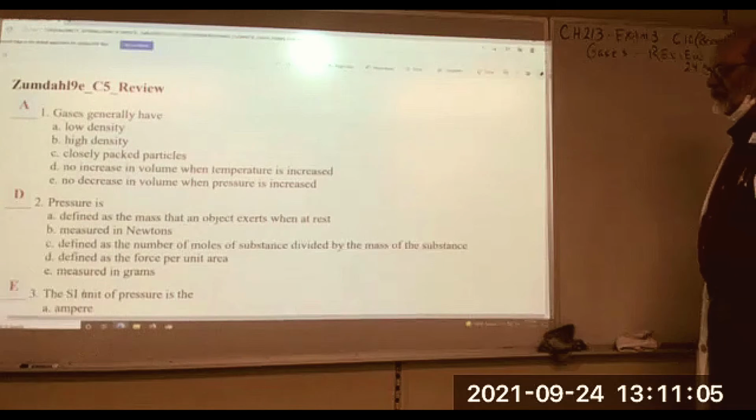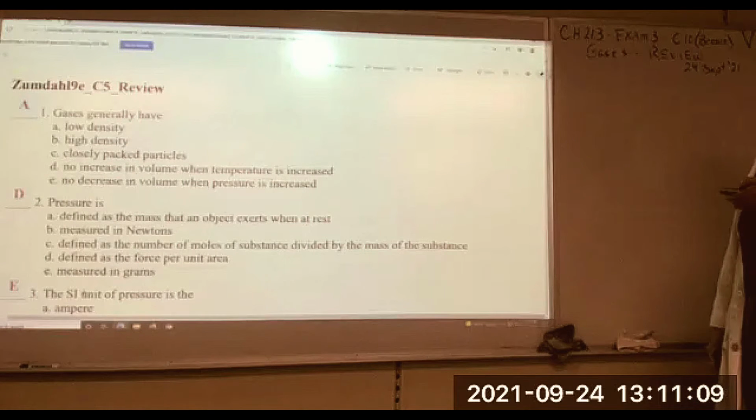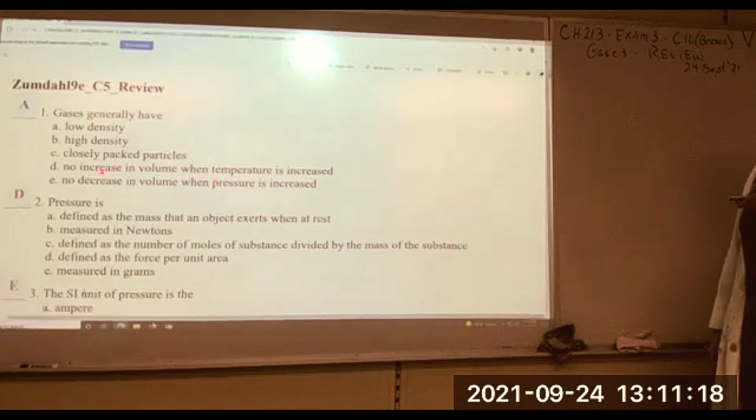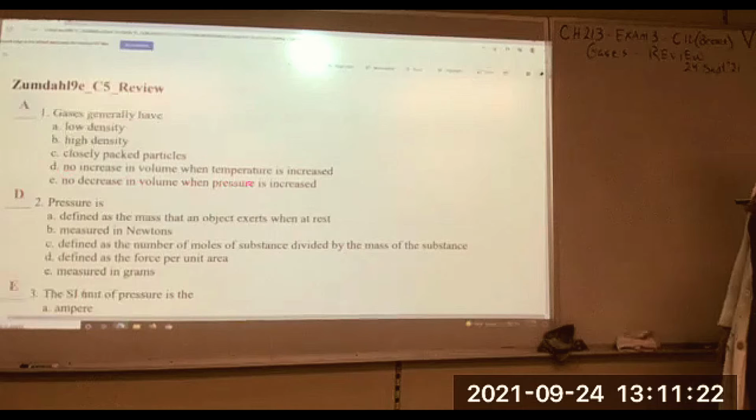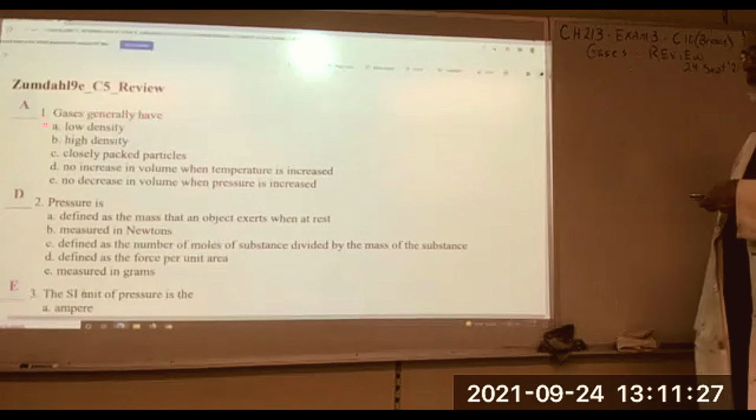Gases generally have what? Low density? Yeah. Closely packed particles? Absolutely not. High density? No. No increase in volume when temperature is increased? That's ludicrous. No decrease in volume when pressure is increased. Okay, so really the only one that fits is low density.